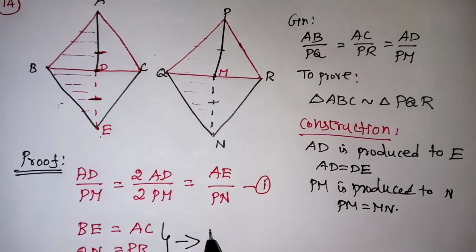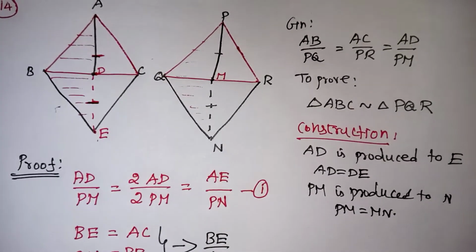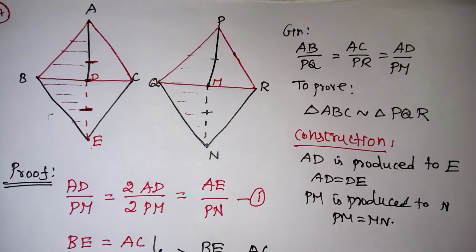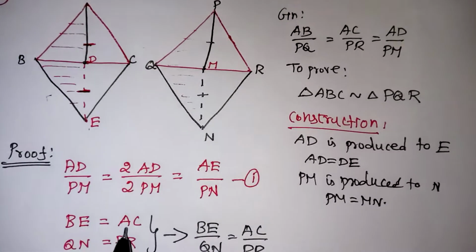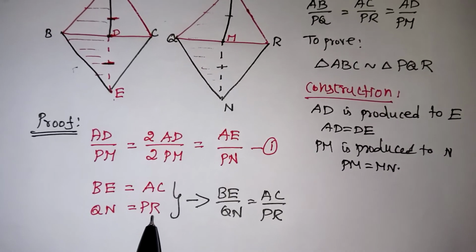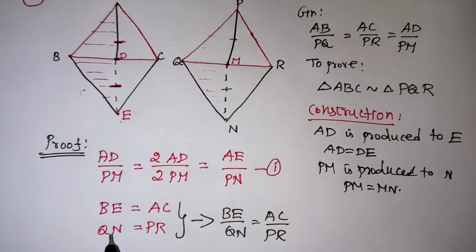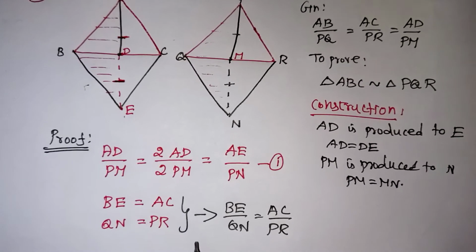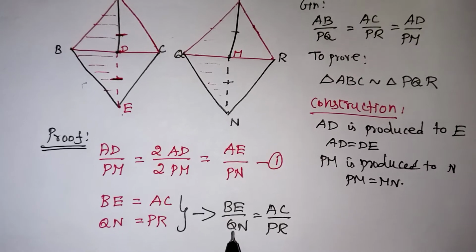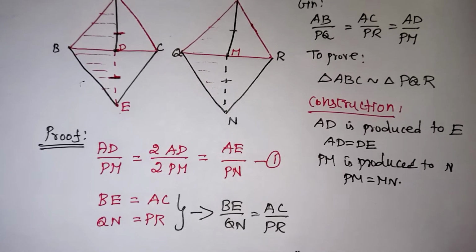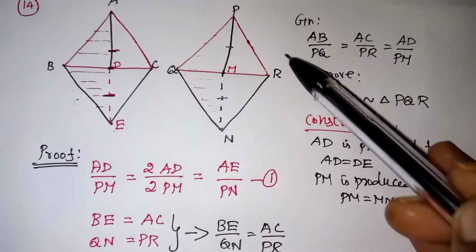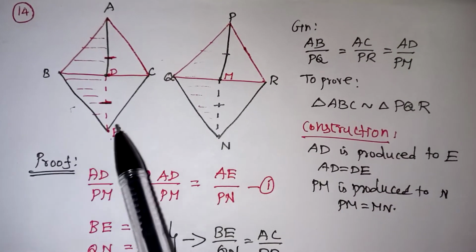If you are dividing BE by QN and AC by PR, definitely this ratio also will be the same. Suppose this is 5 cm, this is also 5 cm, they are equal. This is 2 cm, this is also 2 cm, that is also equal. Definitely 5 by 2 is equal to 5 by 2, no? So whenever we get equal sides like this, the ratio will also be equal, we can say.